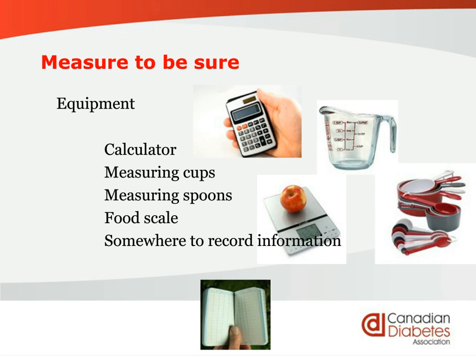When we are counting carbohydrates, it is always best to train our eye and make sure we're being as accurate as possible. The best way to do that is to have a couple of tools on hand. I want to have a calculator, measuring cups, measuring spoons, a food scale, and perhaps somewhere to write down some information.